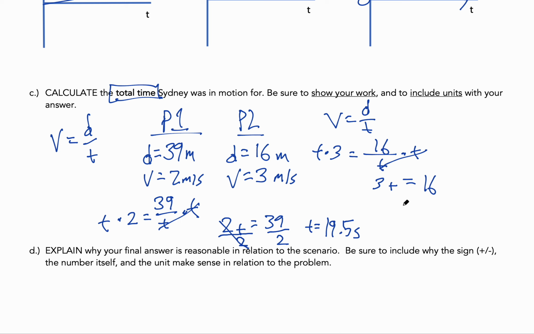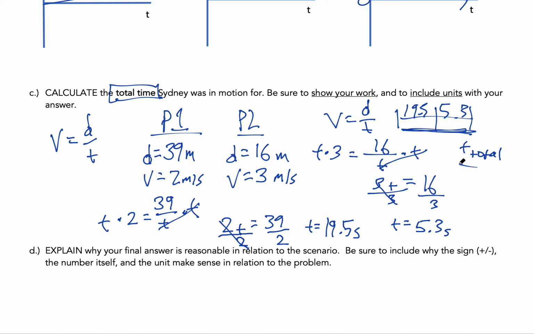I should have an answer kind of in my head already. Let's divide by 3 here to get t by itself. Do the same thing over here. 16 divided by 3. We have a time of 5.3 seconds. All right, so now I know part 1, that took 19 and a half seconds. Part 2, that takes 5.3. So what's my total time then? That's what I'm trying to figure out here. So my total time would just be, let's say t or t total, would end up being 19 and a half plus 5.3.